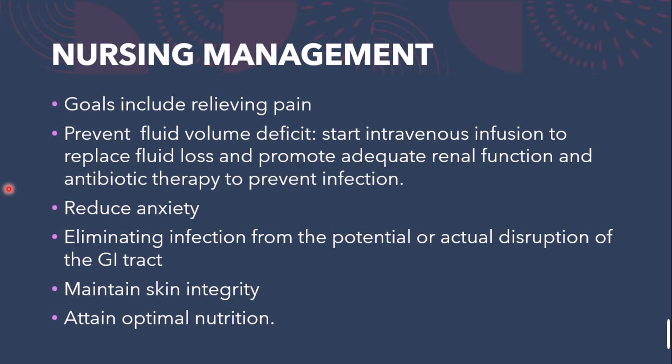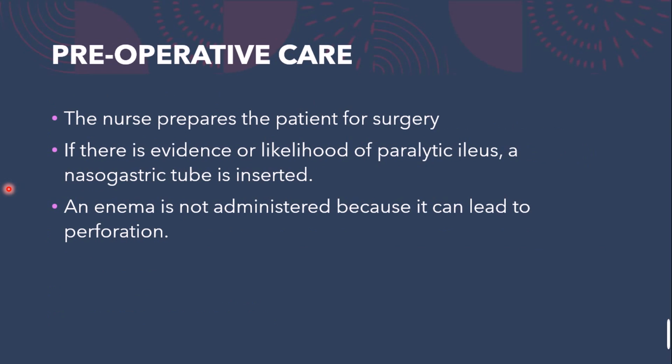Then preoperative care. Before the operation, the nurse will prepare the patient for the surgery, take the patient's consent, explain the procedure, what all is going to happen, and talk about the anesthesia if the patient is going to have anesthesia during the surgery, explain that too, and take consent for that. And if there is any evidence or likelihood of paralytic ileus, in that case a nasogastric tube will be inserted. There is a chance that the patient may get paralytic ileus.